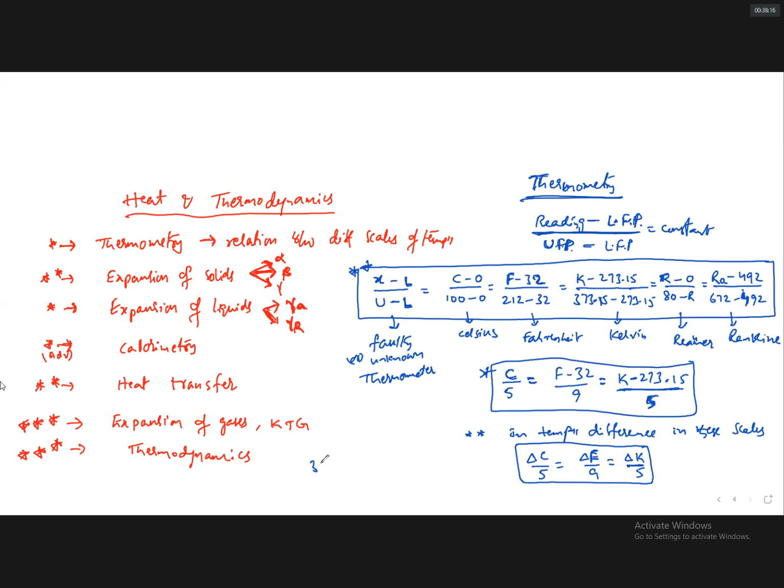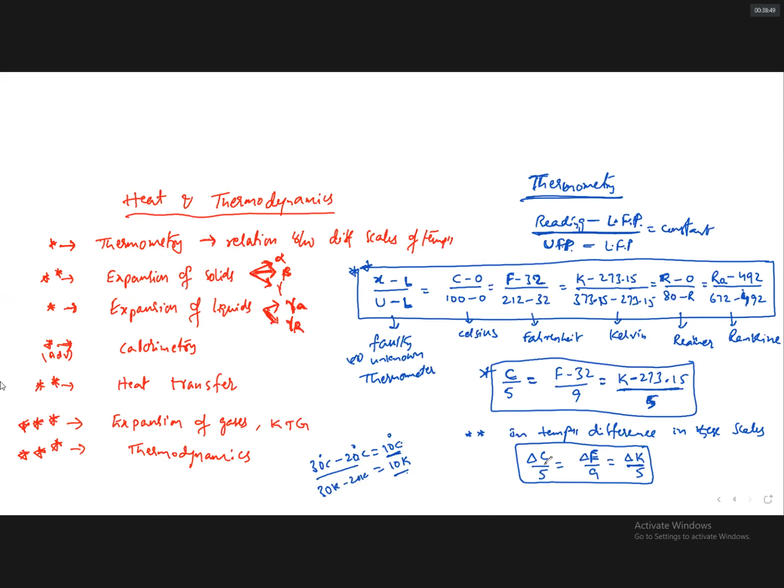Means 30 degrees Celsius minus 20 degrees Celsius gives 10 degrees Celsius, and 30 Kelvin minus 20 Kelvin also gives 10 Kelvin. Means the temperature difference in the Celsius scale and the Kelvin scale are equal. If we convert 30 degrees Celsius and 20 degrees Celsius into the Kelvin scale and find the temperature difference, we again get 10.